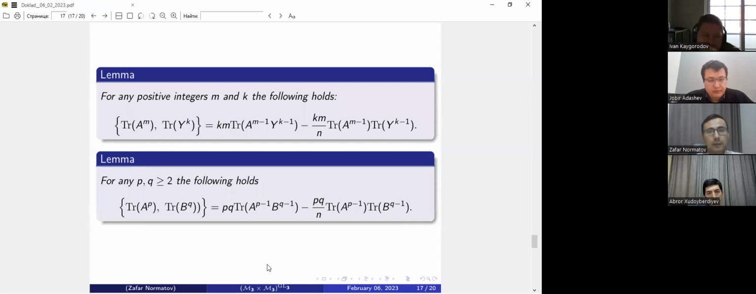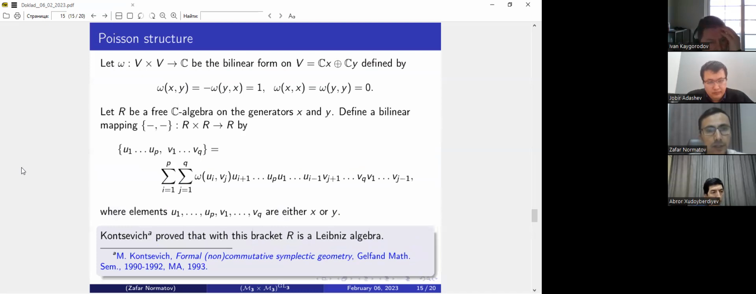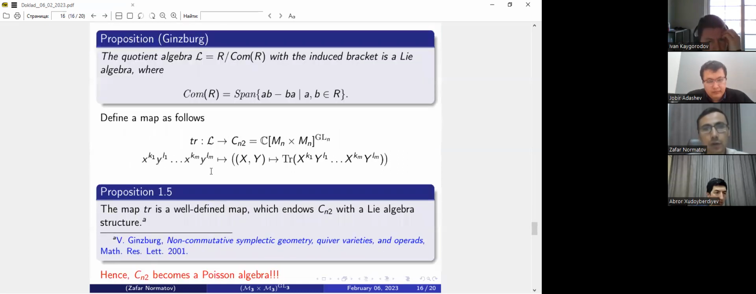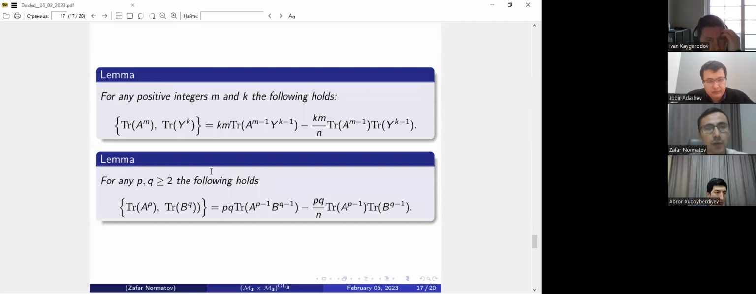So to calculate the Poisson brackets of the traces, we have the following lemmas. Actually for the matrices X and Y, it's easy because we can just use this formula. But if we change X and Y with the corresponding traceless versions, it gets difficult. So we need the following lemmas.